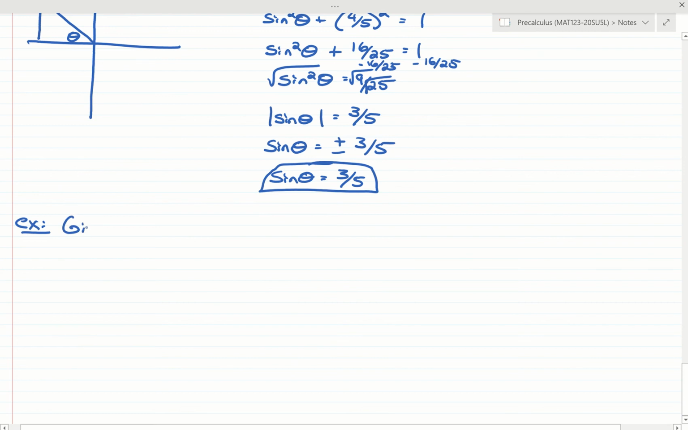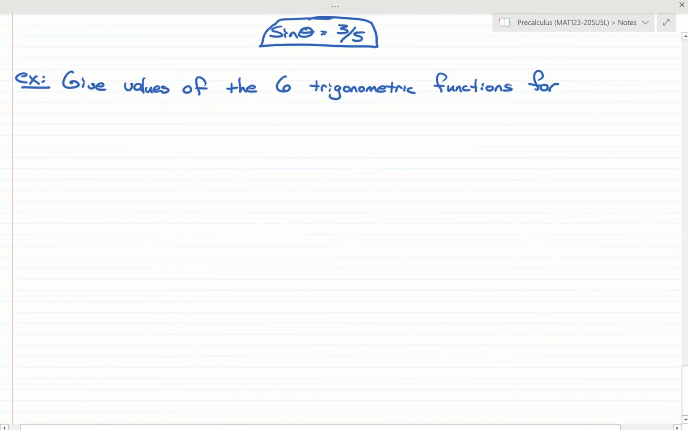Our last example, let's give the values of the 6 trigonometric functions for, let's do cosine theta is negative 2/5, and we are in quadrant 2.